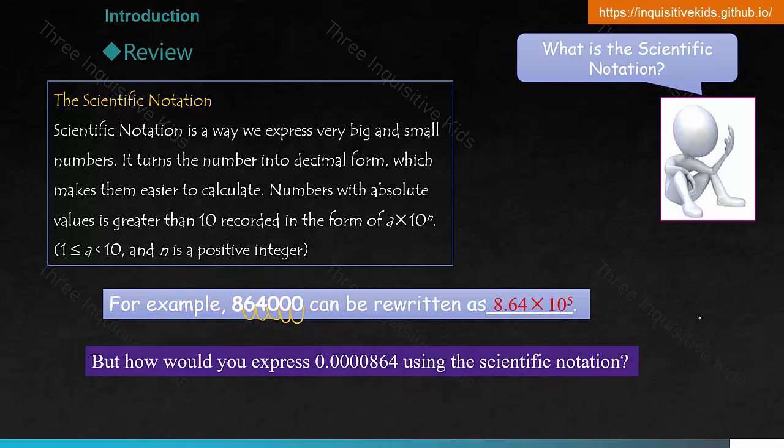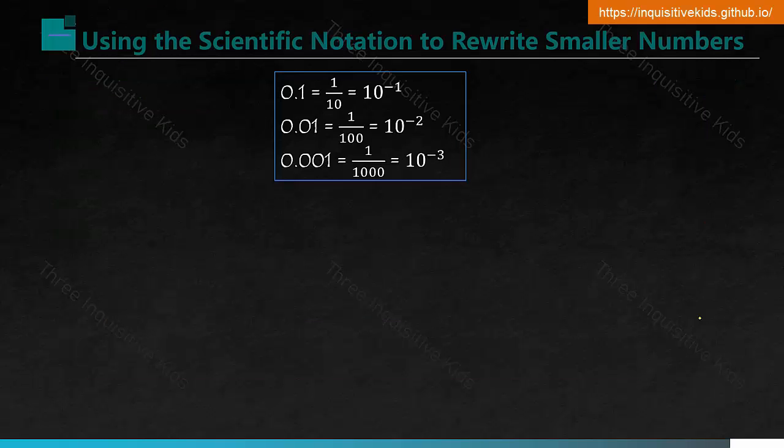But how would you express 0.0000864 using the scientific notation? Now we're not getting bigger numbers, we're getting smaller numbers. So how would you write that using the scientific notation? Using the scientific notation to rewrite smaller numbers.